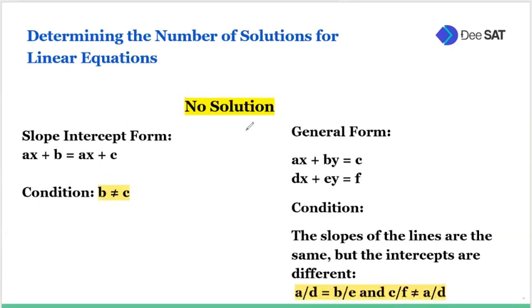In the case of no solution, the lines are parallel. If such a case is there, the coefficient of x in both equations in the slope-intercept form must be the same, and we will definitely have no solution. That means B is not equivalent to C. In the case of general form, we look for the coefficients of x and y, whose ratio should be equal. That means A by D should be equivalent to B by E, but not equivalent to C by F.